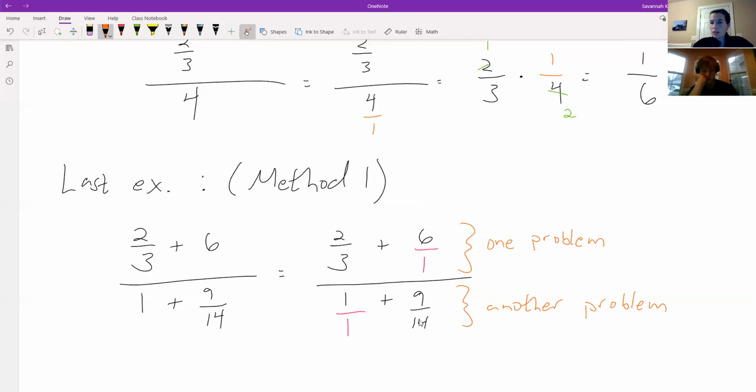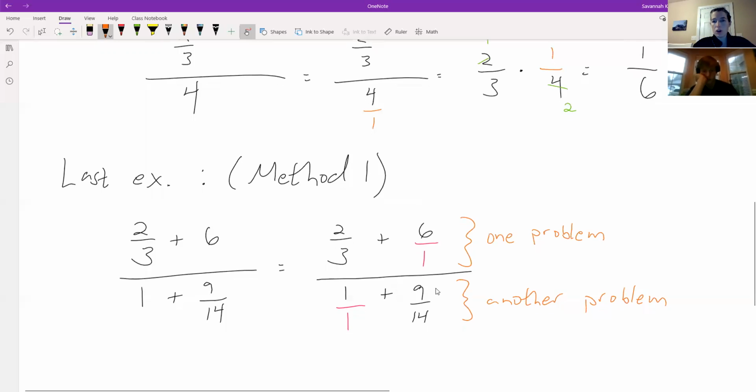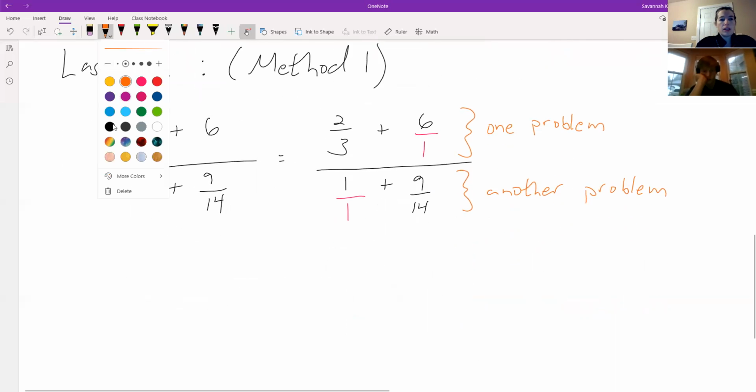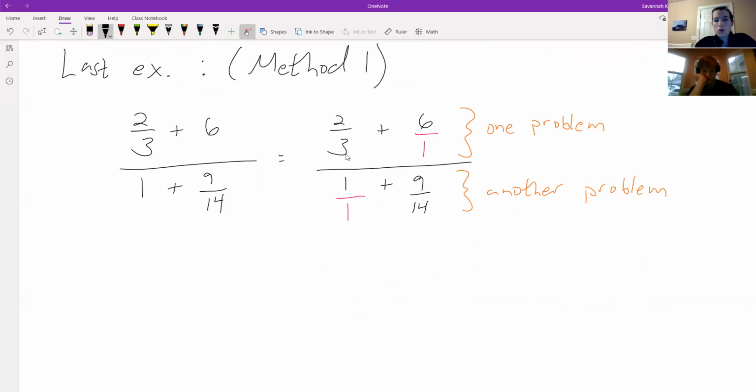Then you're going to look at 1 plus 9/14. And temporarily, you're not going to pay any attention to the fact that they belong all together to one larger problem. So when we're dealing with 2/3 plus 6/1, we have to think about common denominators, and we need a common denominator of 3. And then when we turn our attention to the problem on the bottom, 1 plus 9/14, we're going to have to think about yet another common denominator. That'll be 14. And so again, two completely separate problems.